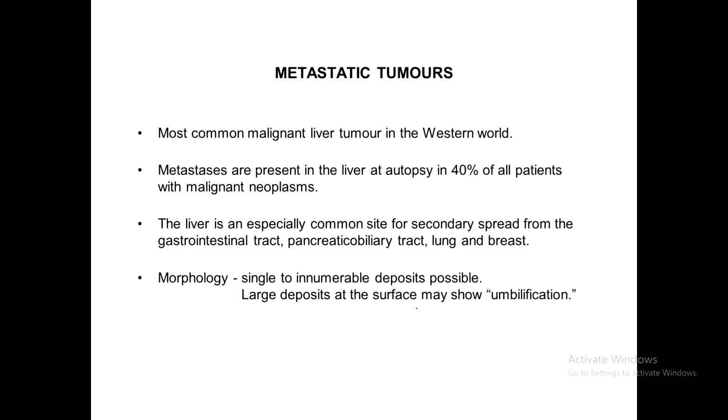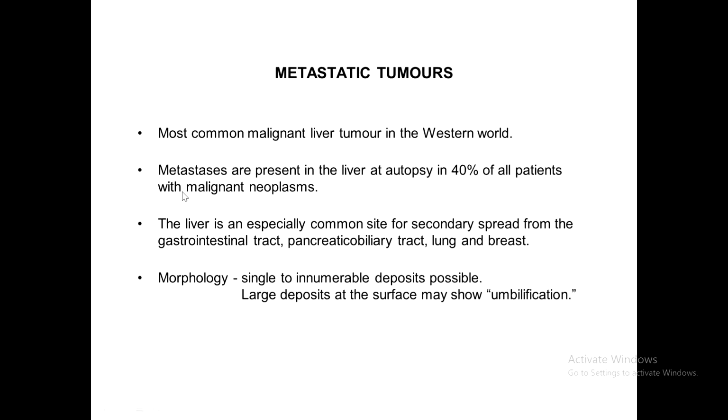Now our fourth most important category, and that is the metastatic tumors. As I have told you, it is the most common malignant liver tumor in the Western world, because all the areas that are having any carcinoma can spread directly to the liver because of its rich blood supply. Then metastases are present in the liver at autopsy in 40% of all the patients with malignant neoplasm.